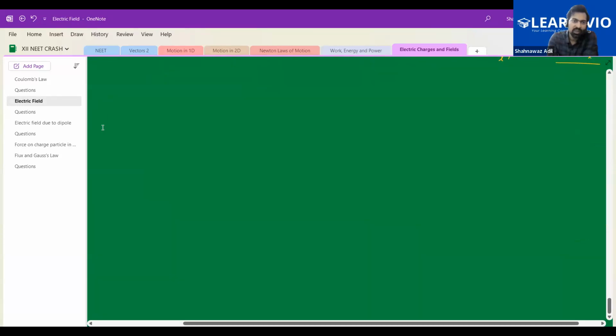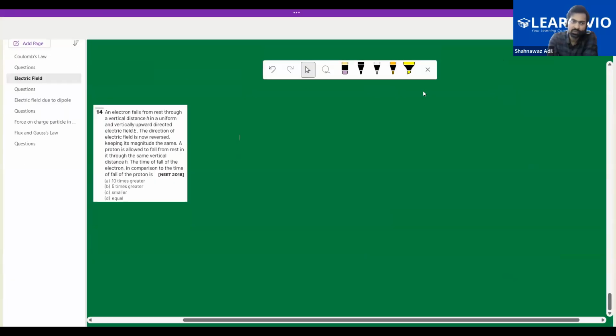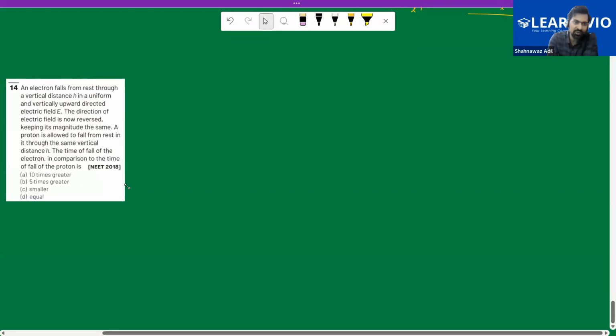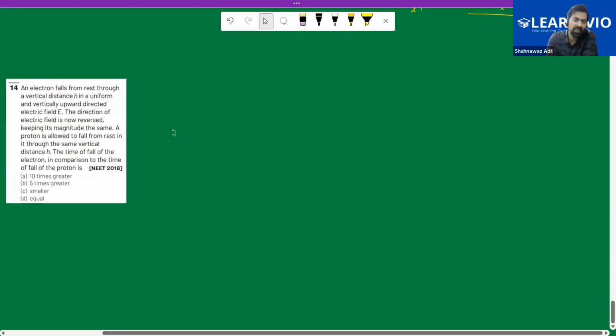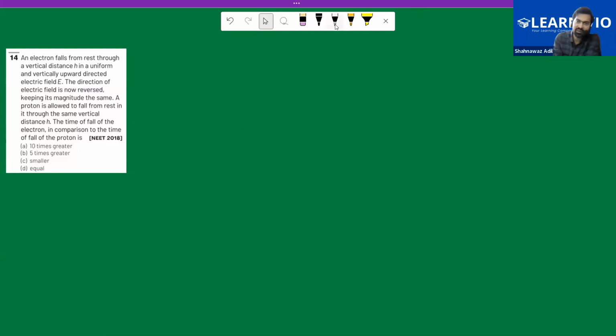So the 14th one uses the idea of force on a charged particle in an external electric field, right? So what do we have? An electron falls from rest through a vertical distance h in a uniform and vertically upward directed electric field. So we have the external electric field, right?